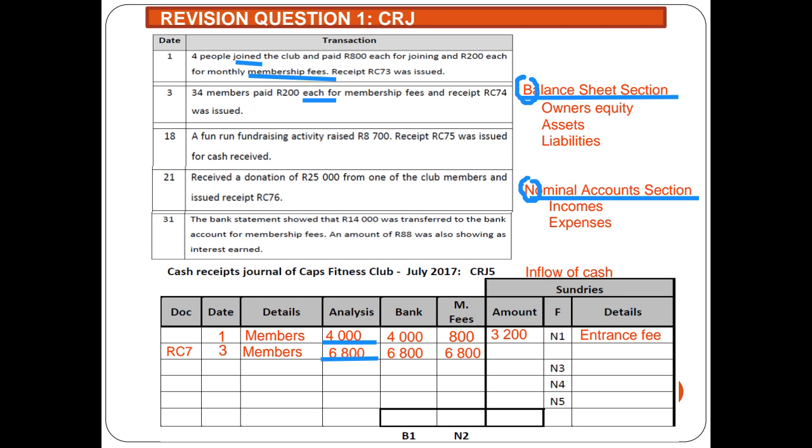I appreciate it. Okay, guys, let's take it to the next level. On the 18th, a fun run fundraising activity raised 8,700. Receipt number RC75 was issued for cash receipt.